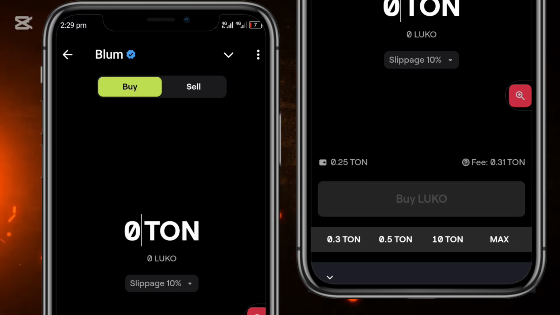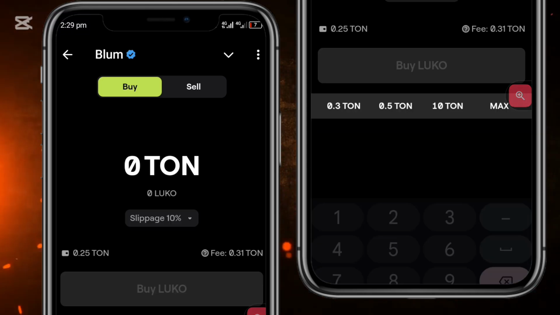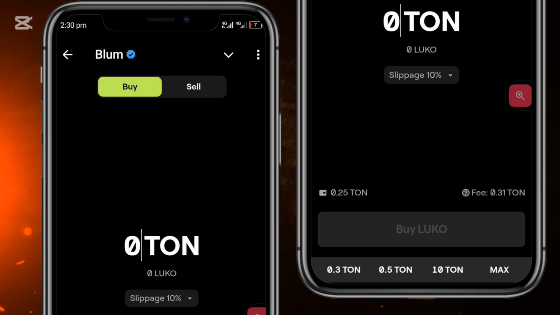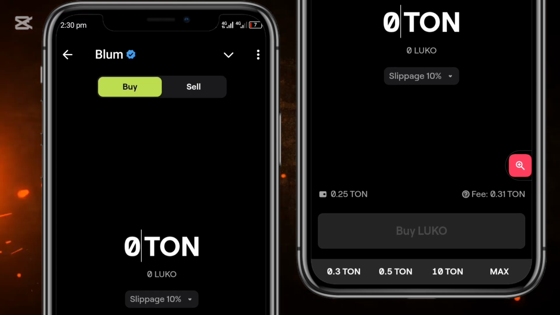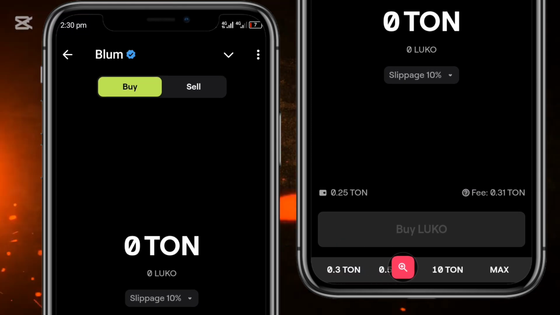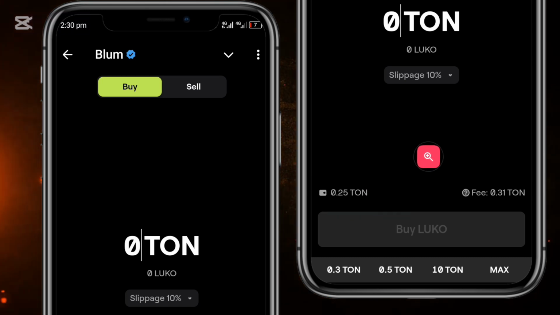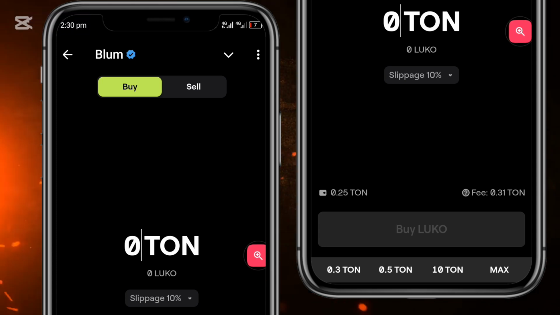Now, you need a minimum of 0.3 TON on your Tonkeeper before you can actually go ahead to trade any token on this Memepad. You can see that we have 0.3 TON, 0.5 TON, 10 TON, and so on. What I have in my balance is 0.25 TON, which means I can't buy this token right now. I traded with some tokens this afternoon before making this video, but I'll be making another video to show you live and direct how to buy.